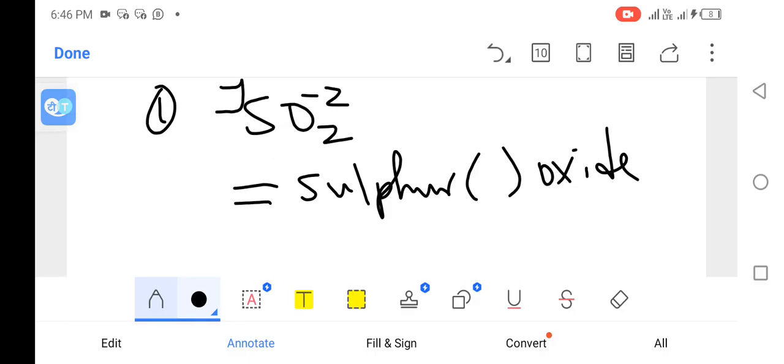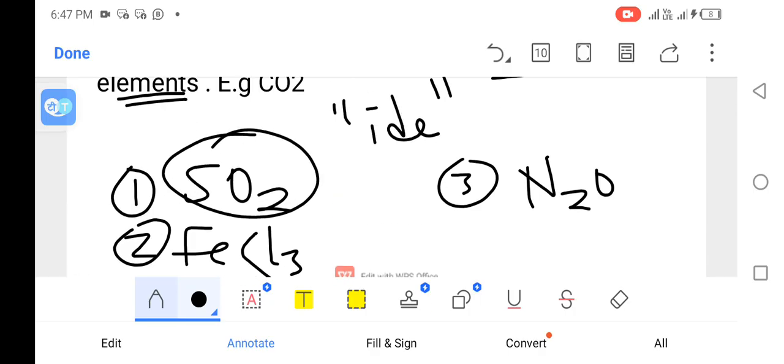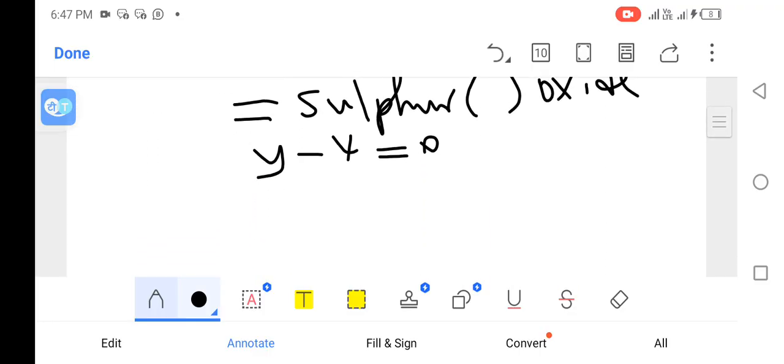Now let's solve. How many sulfur is here? Only one sulfur. 1 times Y is Y. How many oxygen is here? 2 oxygen. 2 times -2, which is the valency, gives -4. It will all be equal to 0, because the compound has no charge initially. So collect like terms.